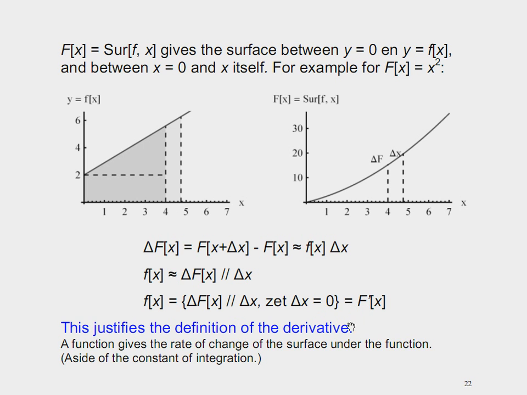And this process actually justifies the definition of the derivative. And we have no idea of a slope here yet. We have just the calculation of the surface and the relation between the surface function and the underlying derivative function. It's also interesting to see then that a function actually gives the rate of change of the surface under the function.